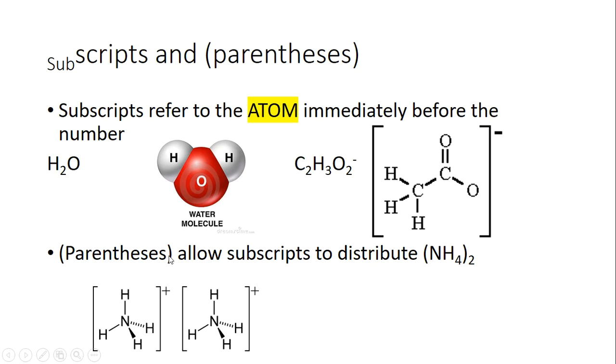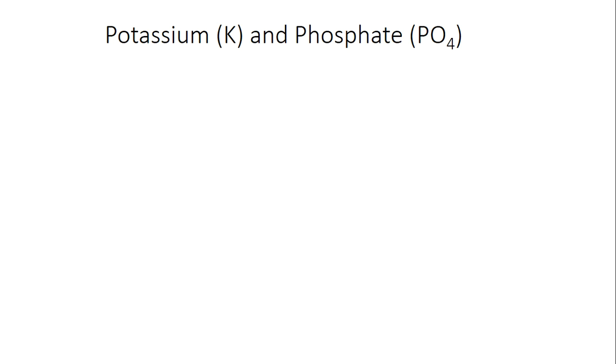All right, parentheses. If you put something in parentheses, that will distribute the subscript. So if you have (NH4)2, so 2 NH4 groups, you would put the whole NH4 in parentheses, and that 2 then distributes to both the hydrogens and the nitrogens. You can see here one NH4 group, a nitrogen connected to 4 hydrogens, and here's a second NH4 group. That's what you're trying to communicate with parentheses and then the subscript. The subscript distributes through the parentheses, as opposed to here where it's just talking about the atom right before it. All right, hopefully that makes some sense.